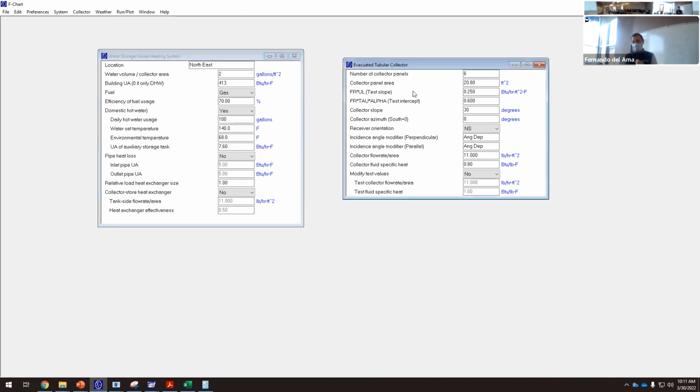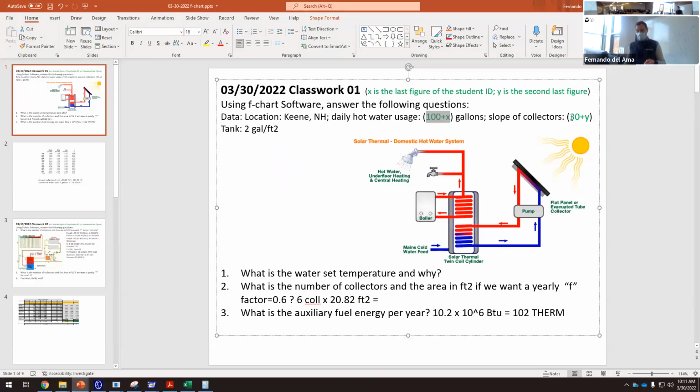Now the number of collectors. What is the number of collectors? Now 6 is not going to be enough. The area of the panels should be the same. The slope, imagine that we have the same slope you had here, 30 something, okay.